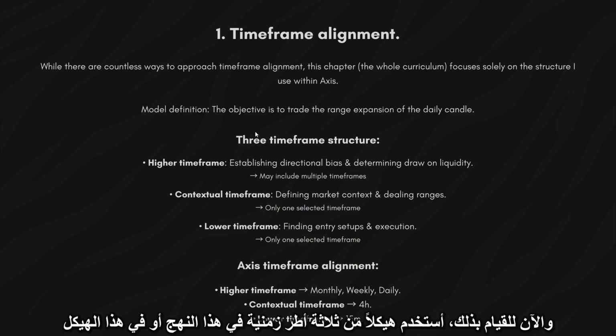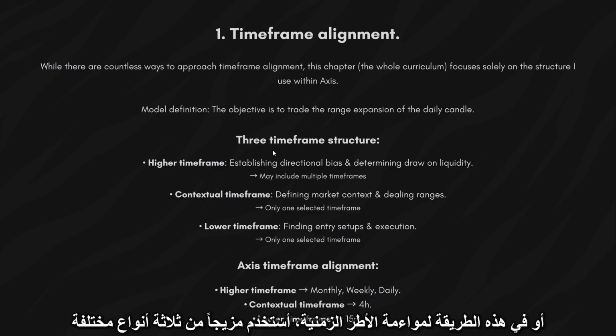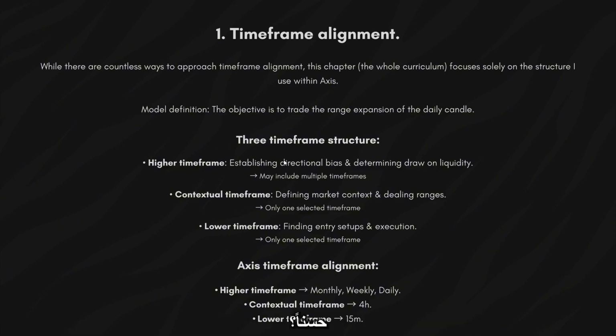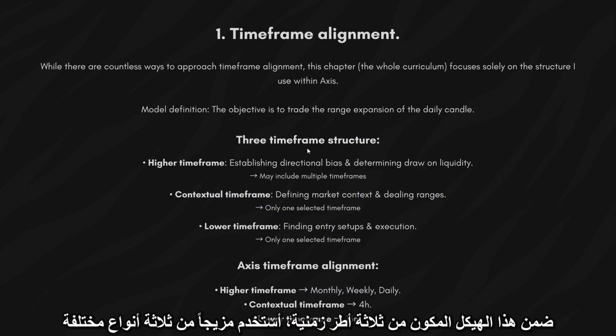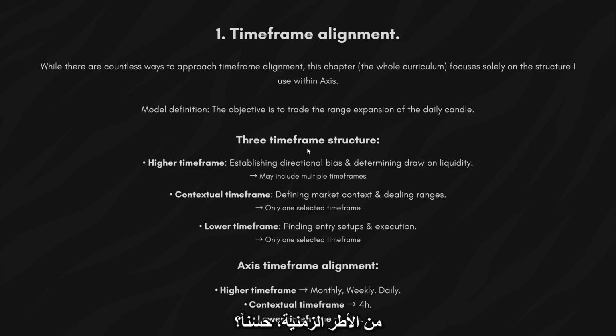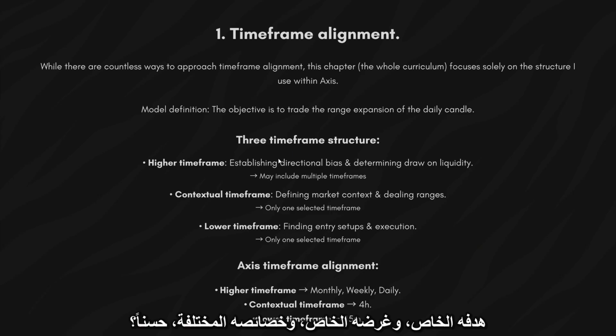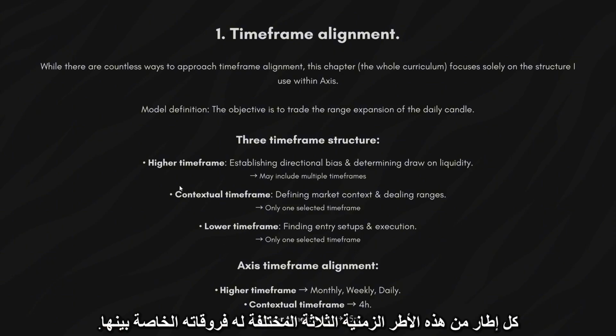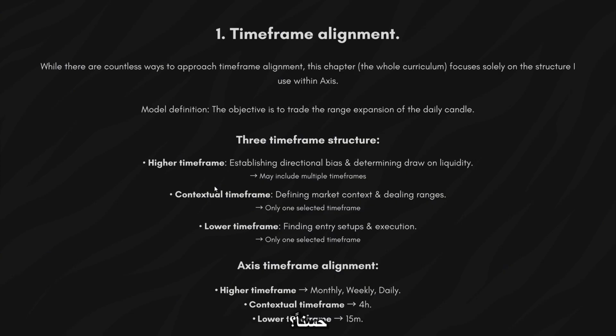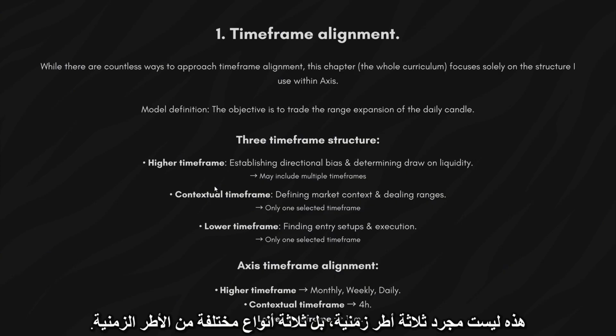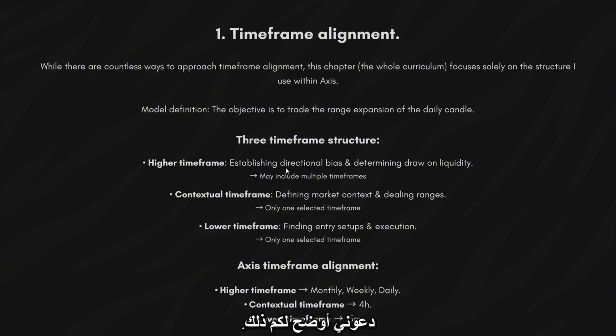In this approach, in this way of aligning time frames, I use a combination of 3 different types of time frames, right? Not just 3 time frames, but 3 different types of time frames, each one having its own objective, its own purpose, and its own different characteristics, right? Each of these 3 different time frames has its own discrepancies between them, right? Now let me break that down for you.